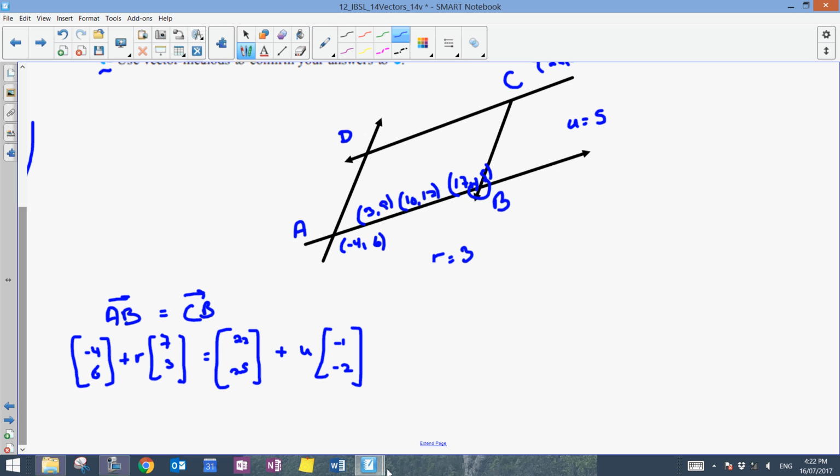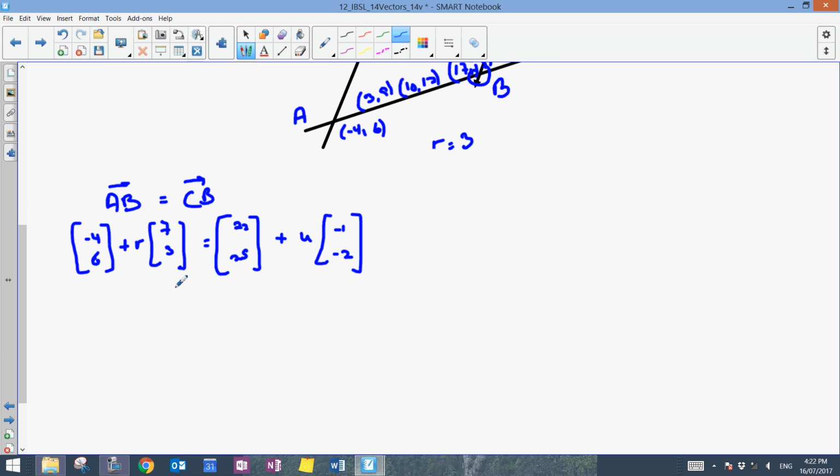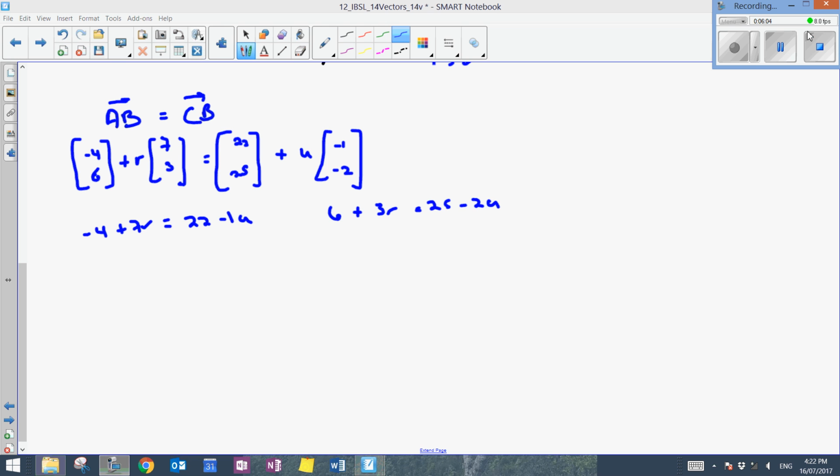I'm just going to solve this like I would with any linear equation. I'm going to set my x components equal, so -4 plus 7r equals 22 minus u, and my y components, so 6 plus 3r equals 25 minus 2u. Go ahead and pause here and try to solve for what u and r are, and I'll put up my work in a moment as well.